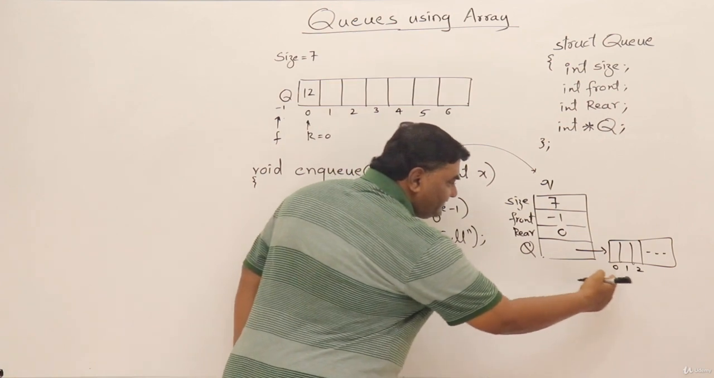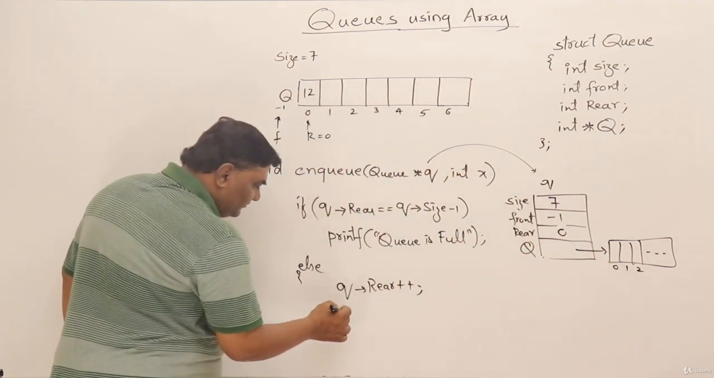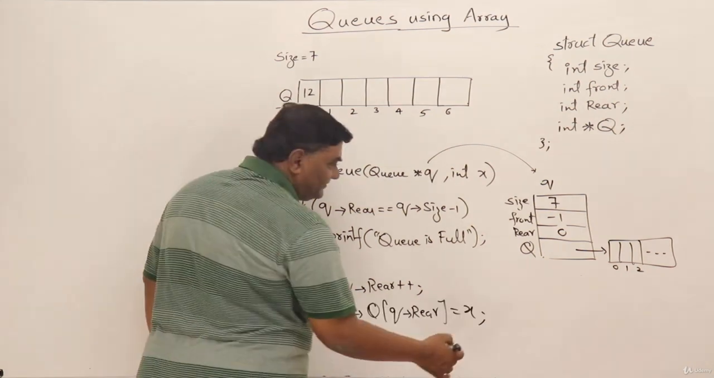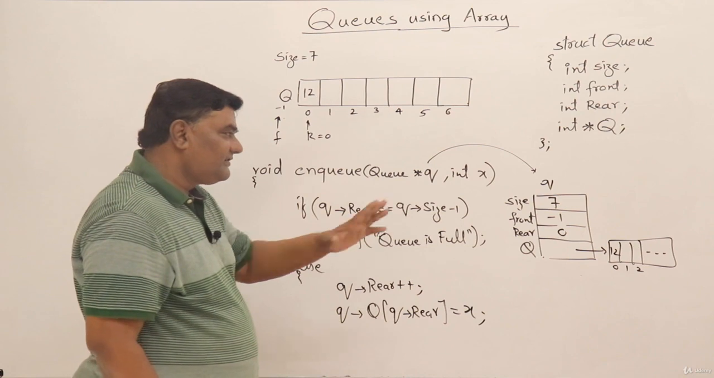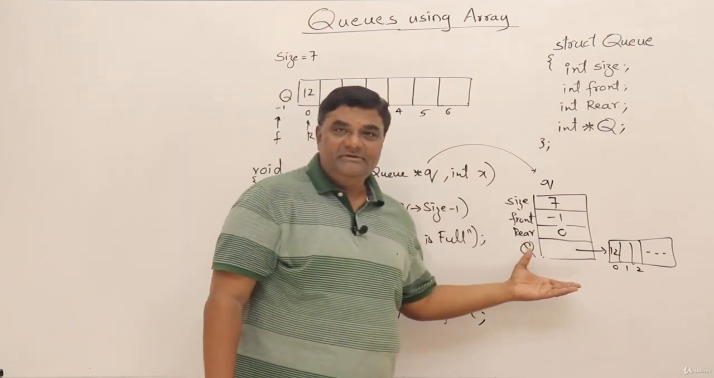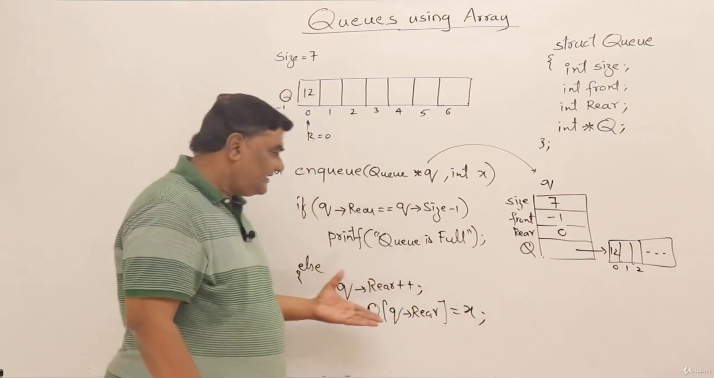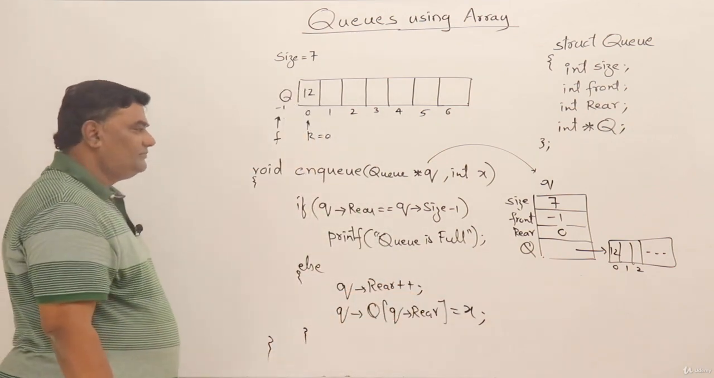Then at Q's 0 position, meaning Q's rear position, I should insert the value. So value 12, whatever value you are inserting, will be inserted there. But we are visualizing it like this. This is how it happens inside memory. So that's all. End of the function, end of the else part, and end of enqueue.